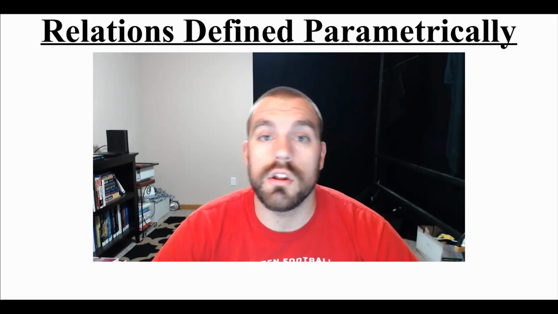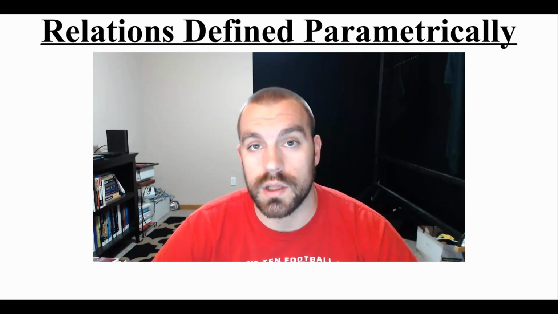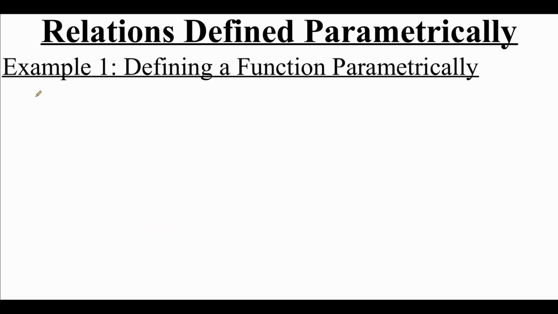In this video we're going to look at relations that are defined parametrically. Now we're used to defining equations and functions in terms of x and y ordered pairs. But when we're defining things parametrically, we're actually going to introduce another variable, which is going to be t, and that's called the parameter. And what we're going to do is define each one of our variables individually using this t parameter.